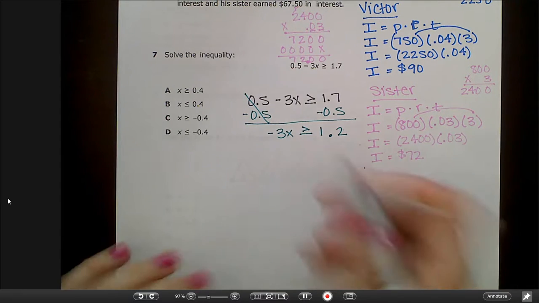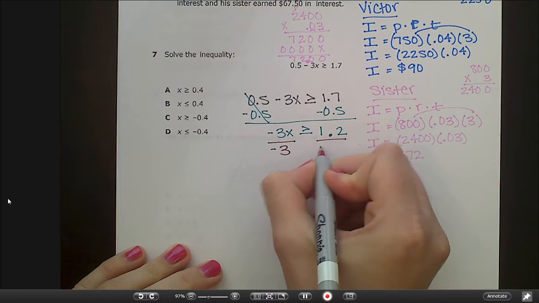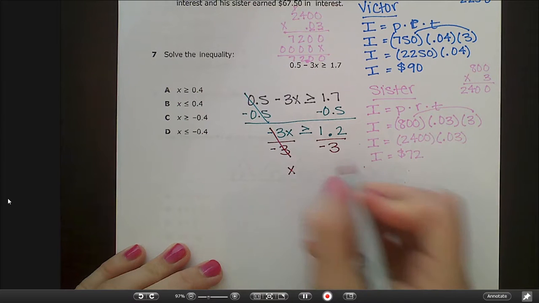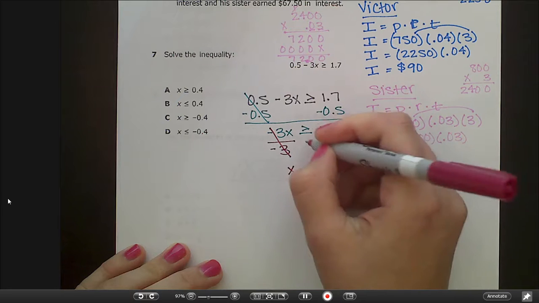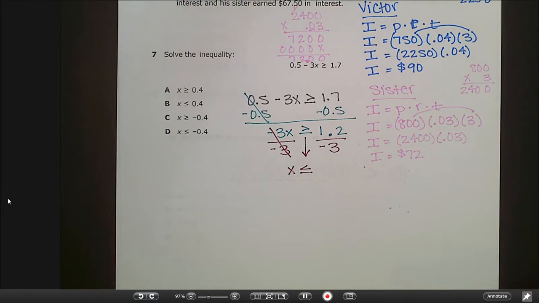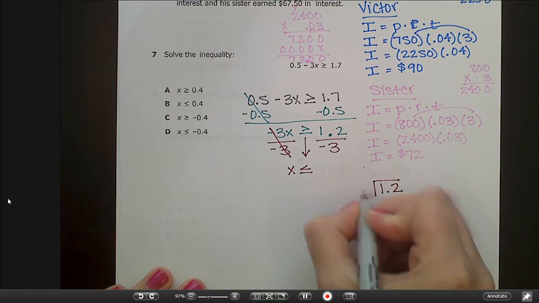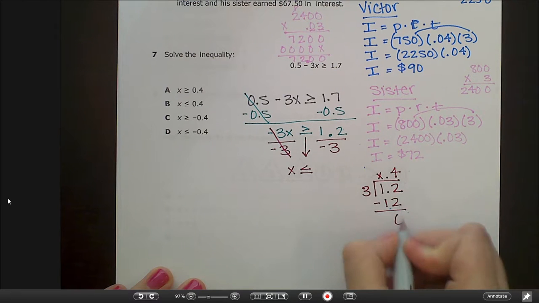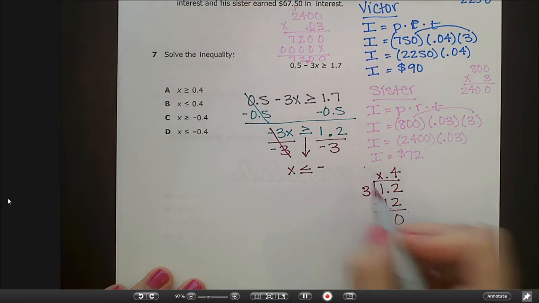And now I need to get x by itself. So instead of multiplying by negative 3, I'm going to divide both sides by negative 3. So let's cancel those. We have x by itself now. But I need to switch my sign. So instead of being greater than or equal to, I'm going to change it to less than or equal to. Why? Because we're dividing by a negative number. And if we go over here and figure out what 1.2 divided by 3 is, I'm going to get 4/10. And that's a negative number because a positive divided by a negative is a negative.